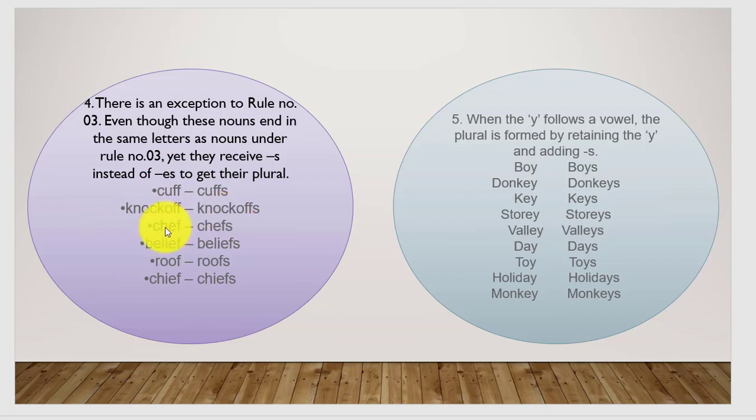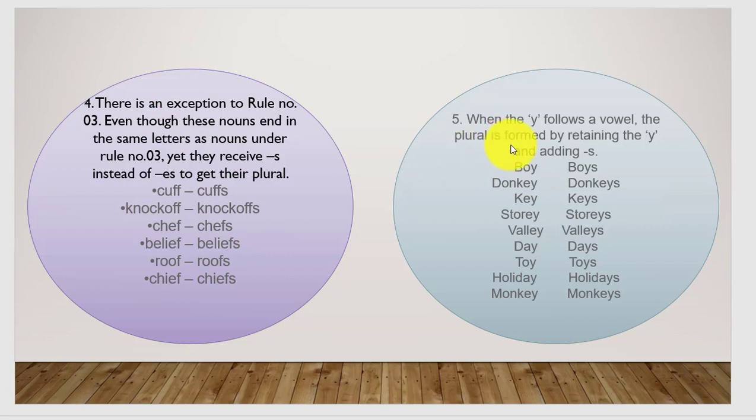Knife, knives. Knock off, knockoffs. Chef, chefs. Belief, beliefs. Roof, roofs. Chief, you do not say chiefs. So this rule is an exception to rule number 3.